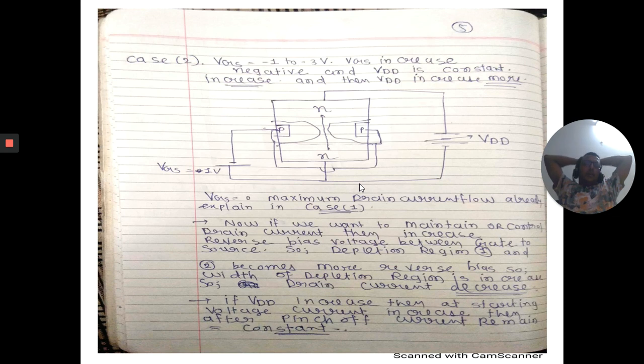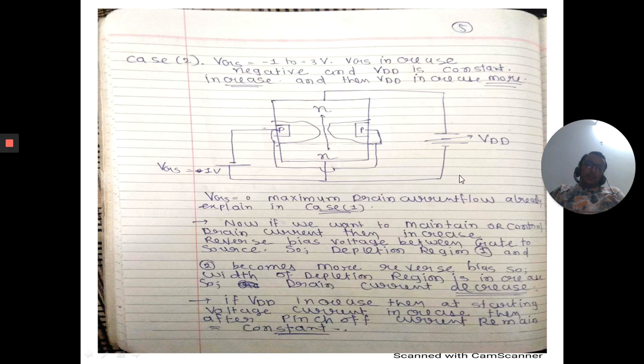Drain current you have to control. VGS was equal to 0. If VGS equal to 0, then maximum current flows, I say in Gujarati language. But if you would like to control the drain current, at that time we operate with VGS equal to negative voltage. Why negative voltage? Because here we apply negative voltage, so the P terminal consists of negative voltage and the N terminal consists of positive voltage, and the width of the depletion region is increased.